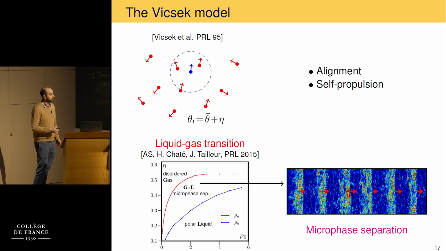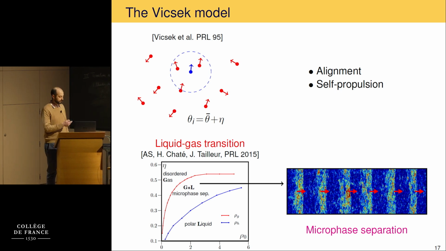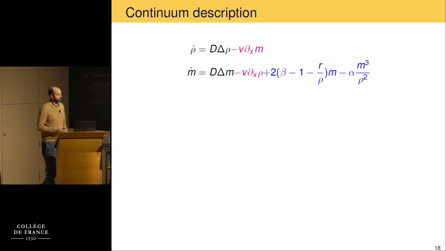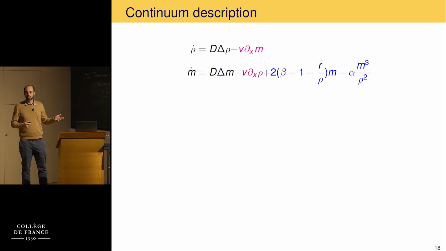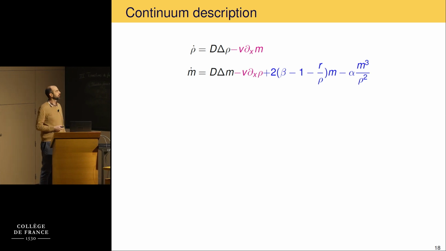You have this train of bands that are moving, so they are ordered, the bands, and they're moving together, and you get these periodic patterns. But you still have phase separation. You still have the lever rule. The fraction of liquid is now related to the number of bands in the system. So what's the difference, from the point of view of the continuum equation, that leads to having phase separation or microphase separation?